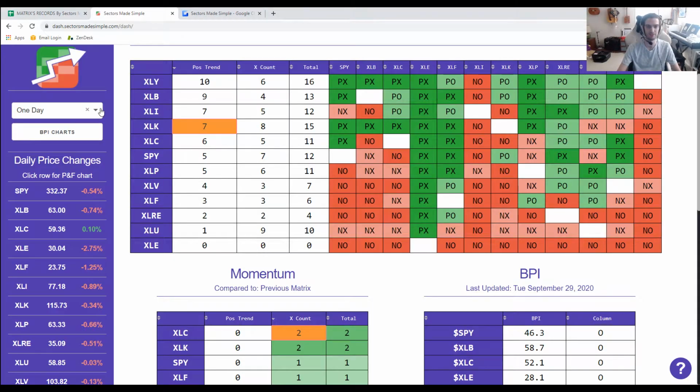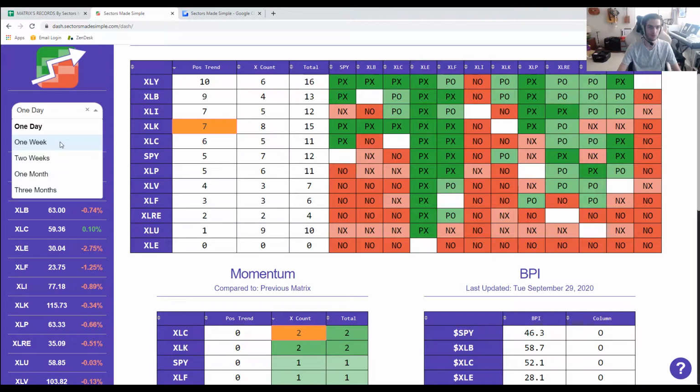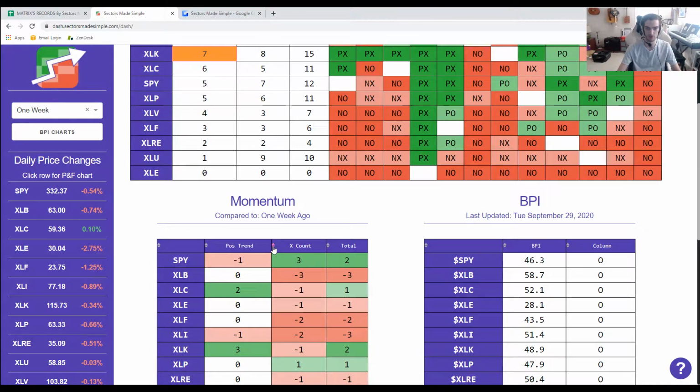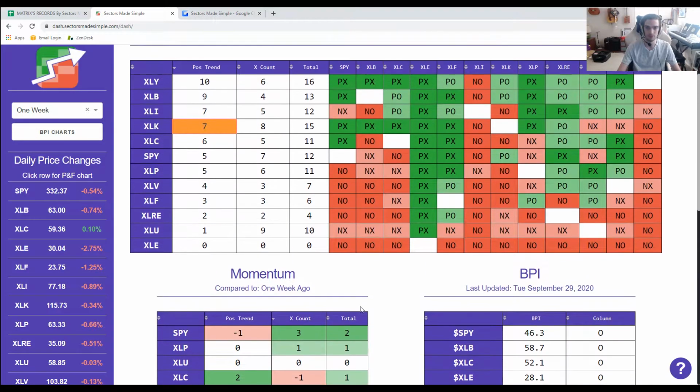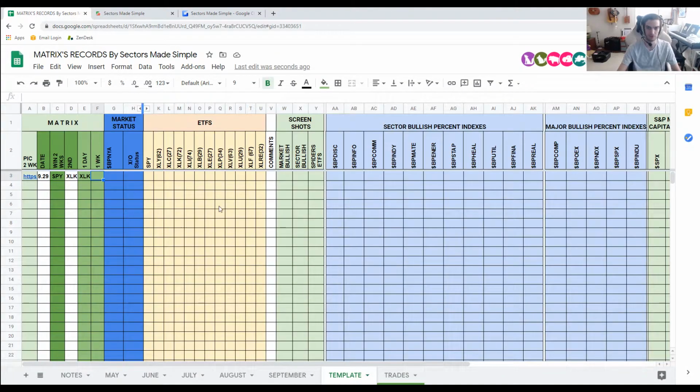And then the same thing for the 1 week. We'll go here and set our momentum table to 1 week, sort by X count, and now we only see that there is one sector, SPY. So that is going to be our 1 week leader.